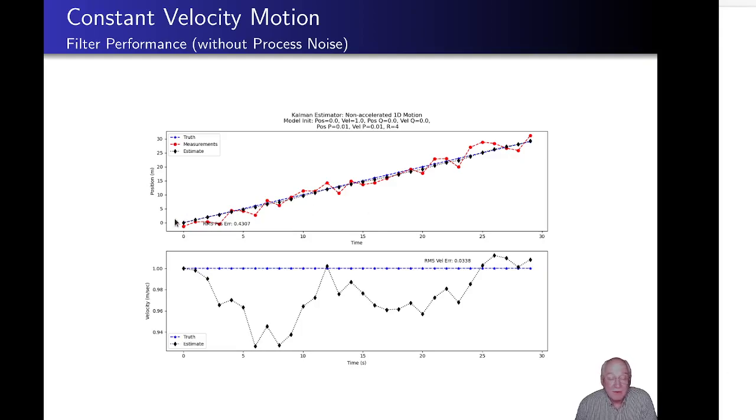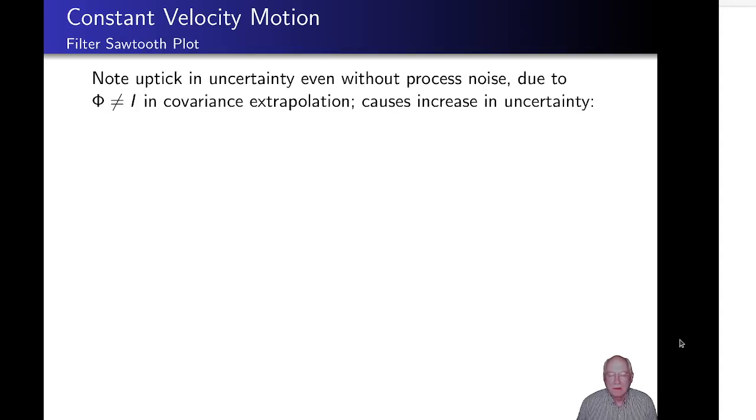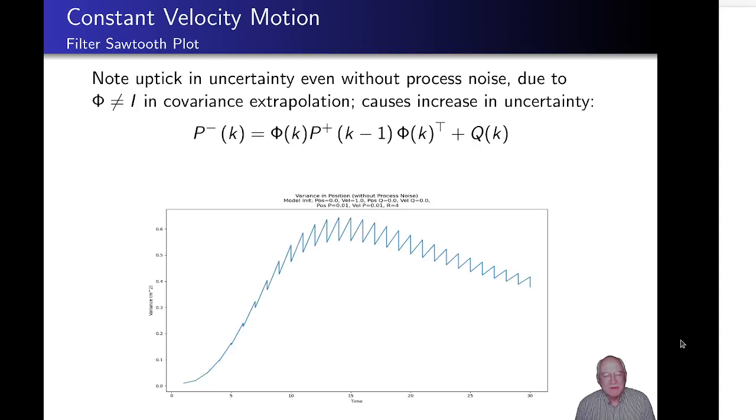Now our estimates on the top graph of position are pretty good because we have the measurements to rely on. However, we have to rely on the state dynamics to propagate our velocity estimates, and as you can see, they're not quite as good. They're bouncing around a little bit more. As far as the sawtooth plot is concerned, even though we don't have process noise, it still goes up quite a bit and then comes back down with each measurement. But it gives us some uncertainty just due to the uncertainty in the propagation of the dynamics.